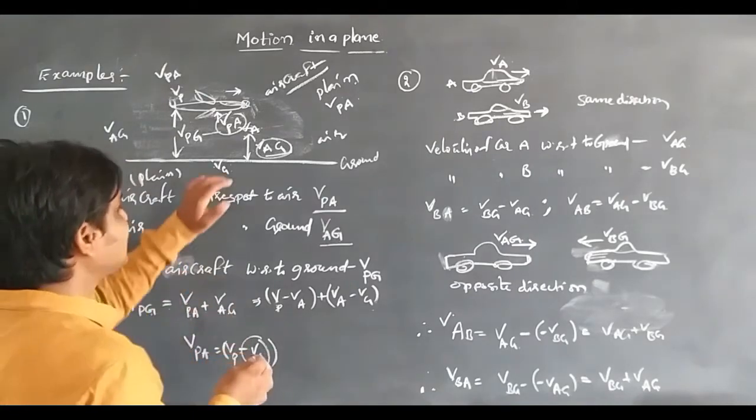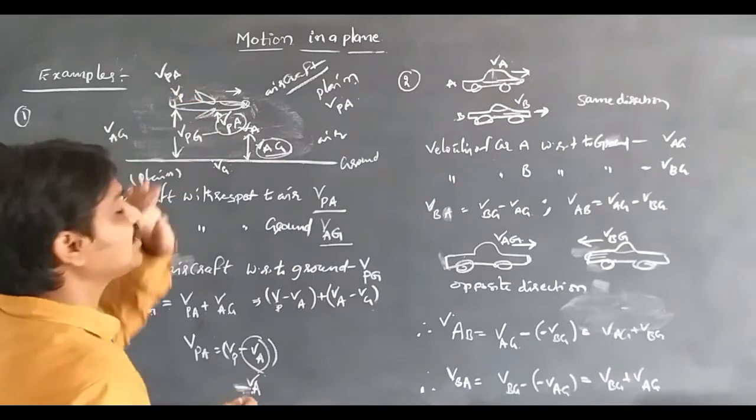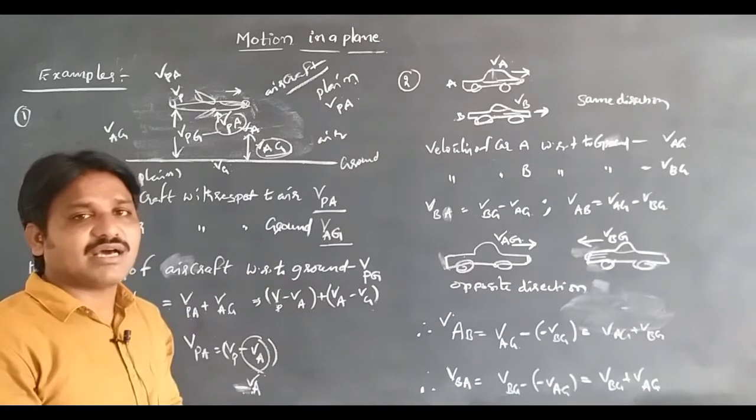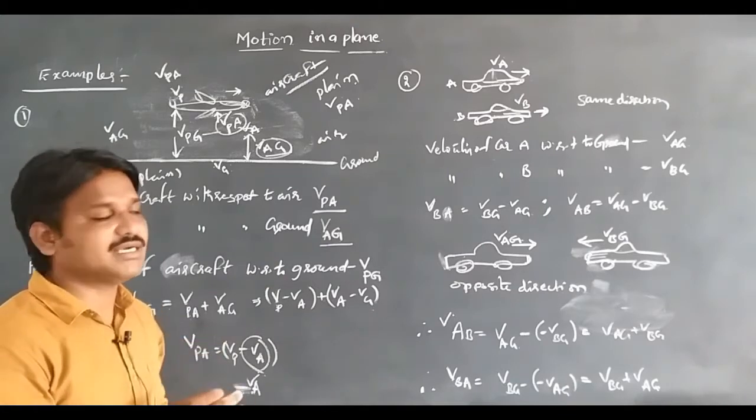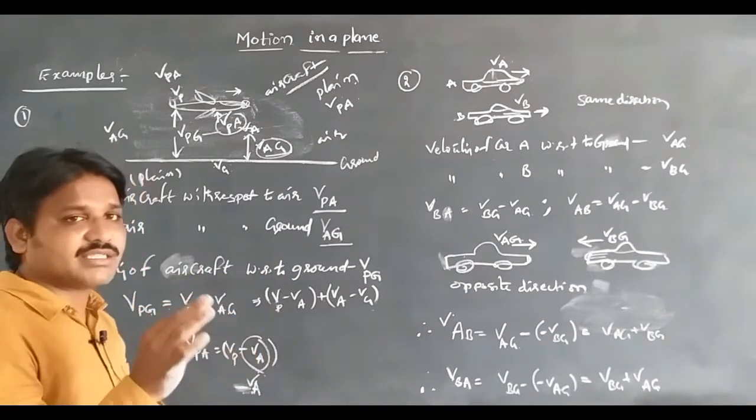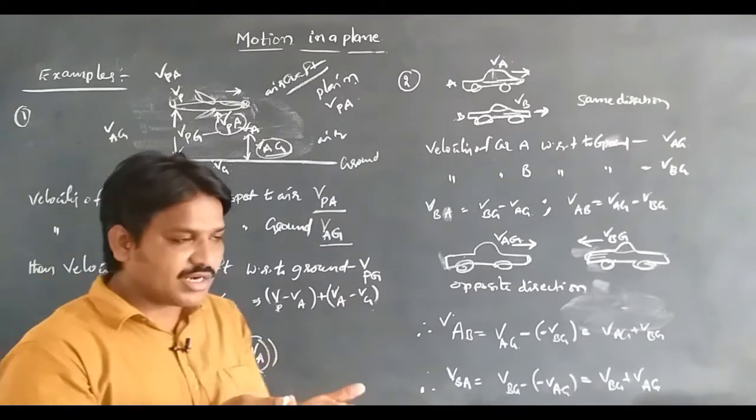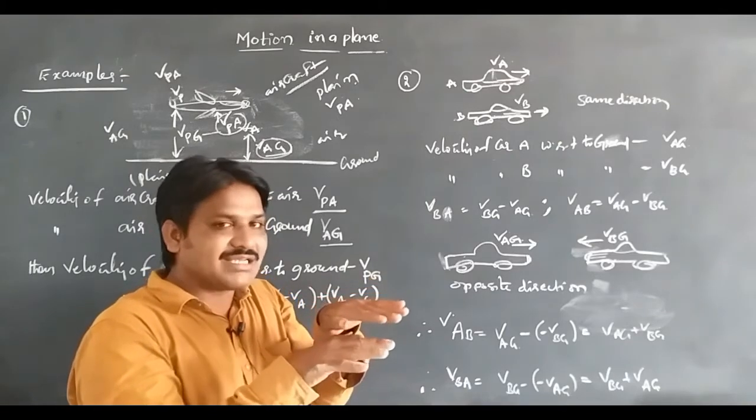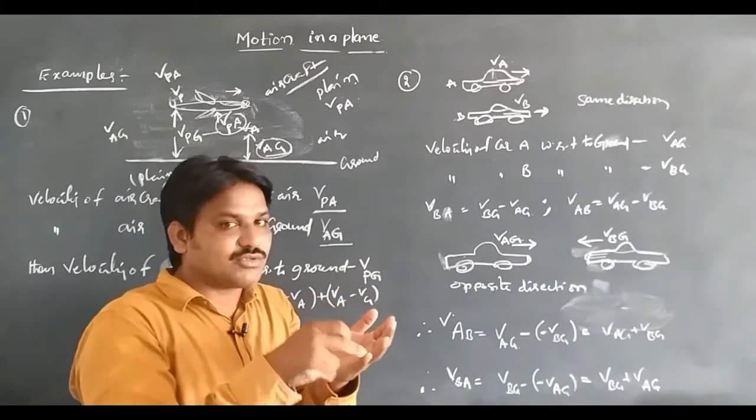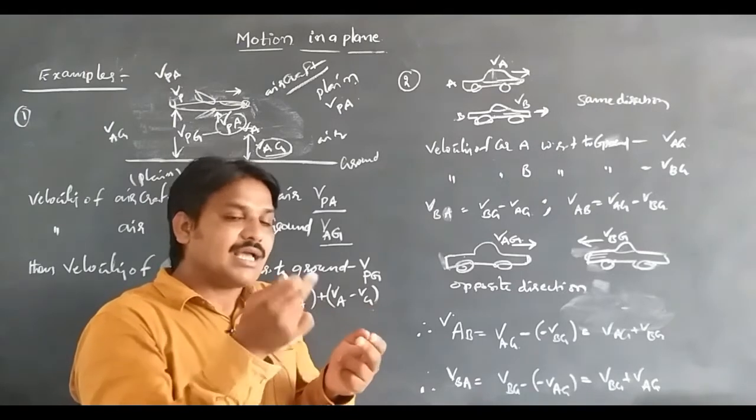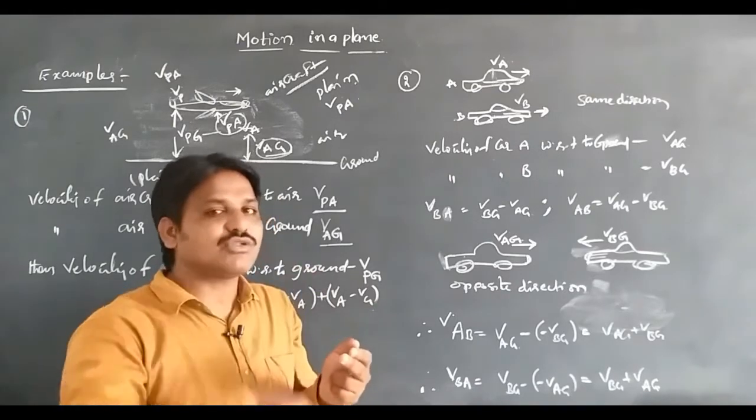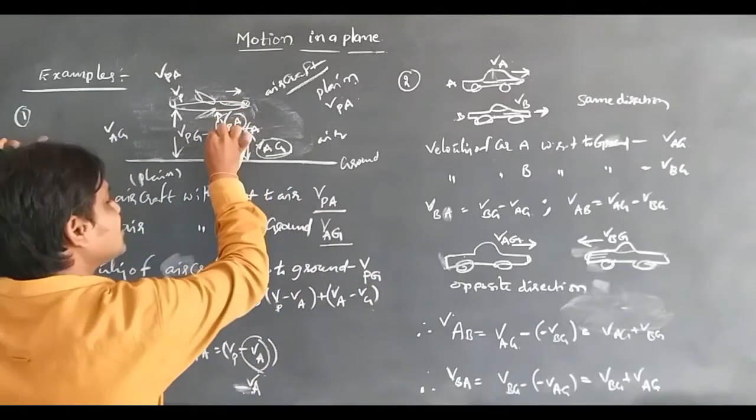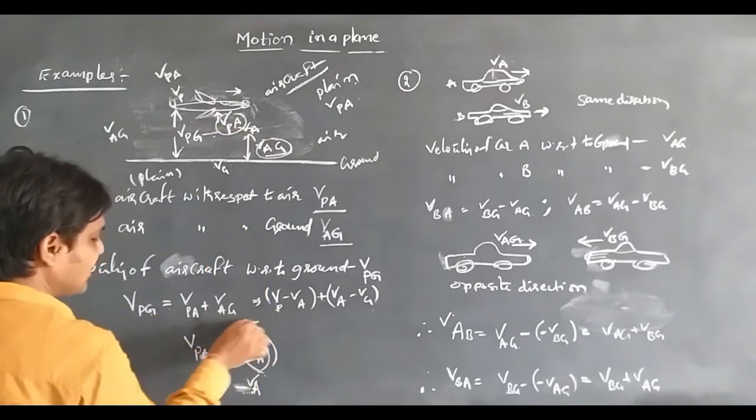But whenever we get three steps, like ground, air and the plane, or again we have the concepts of boat, river, as well as rain and umbrella. In the boat and river case also, the water is flowing on the ground and the boat is on the water. So we can consider the velocity of the boat with respect to the water, and the velocity of the water with respect to the ground. Here, velocity of the plane with respect to the air and velocity of the air with respect to the ground. So we should write like this.